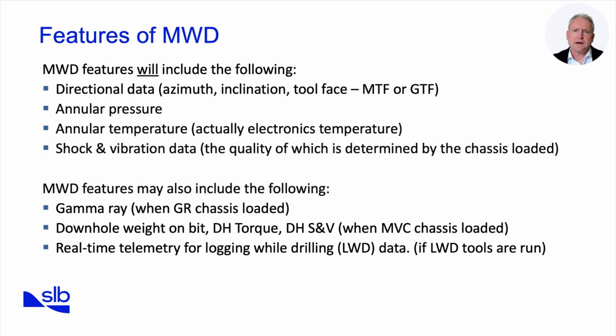MWD tools come with a wide range of features, many of which are essential to safe and efficient drilling operations. At their core, MWD systems provide directional data, azimuth, inclination, and tool face, which allows the directional driller to steer the well accurately. They also provide annular pressure and downhole temperature readings, important for monitoring wellbore stability, fluid properties, and equipment performance. Some MWD tools can detect shock and vibration, enabling crews to recognize harmful downhole dynamics that could damage tools or compromise drilling performance.